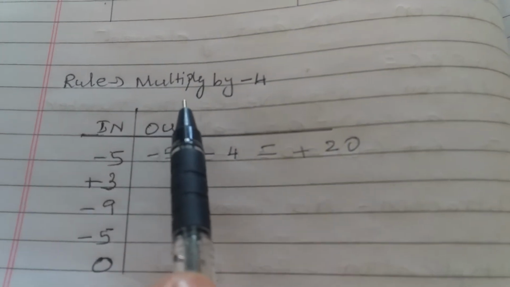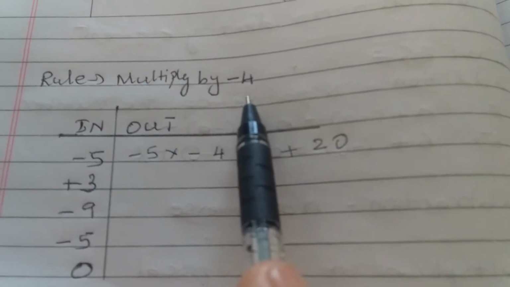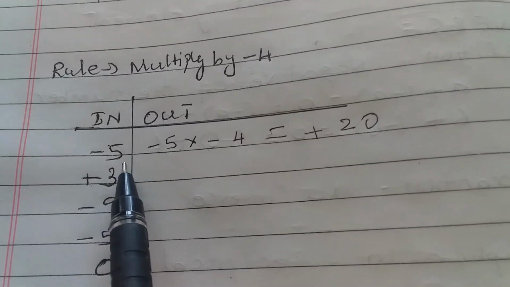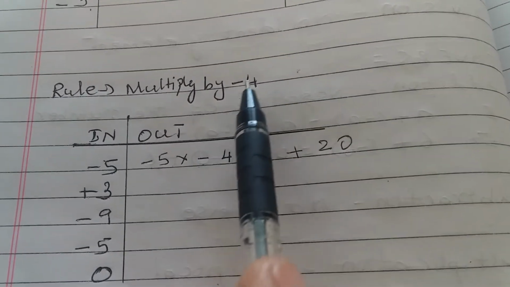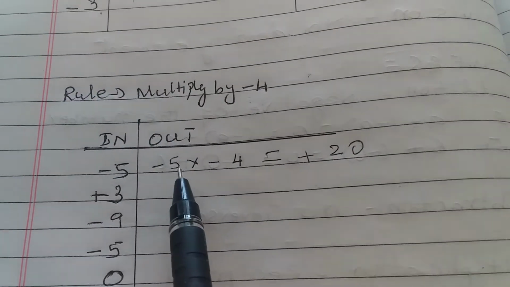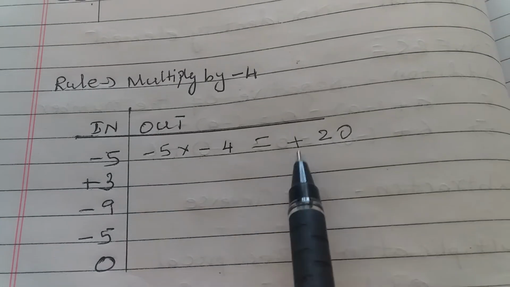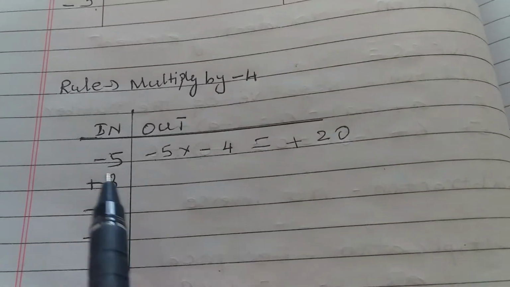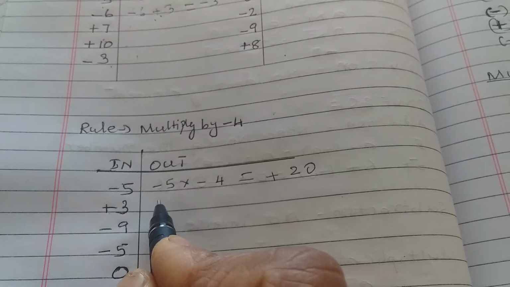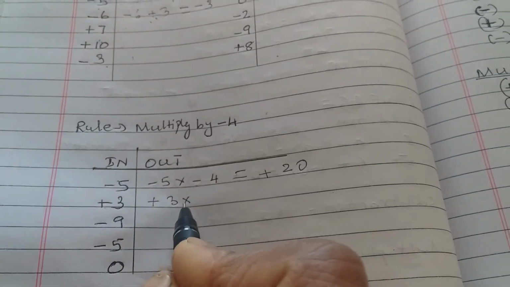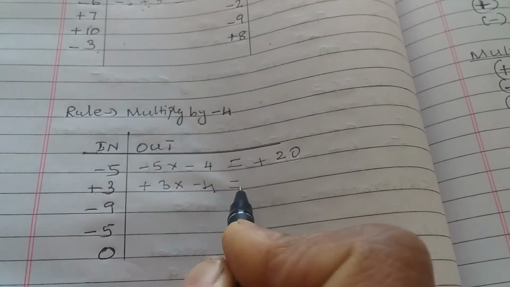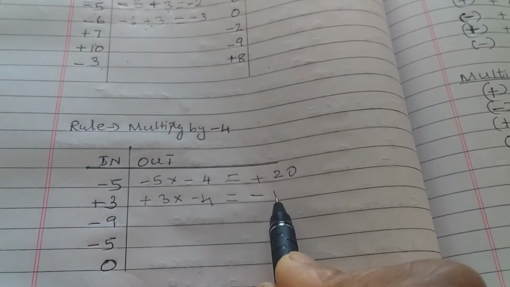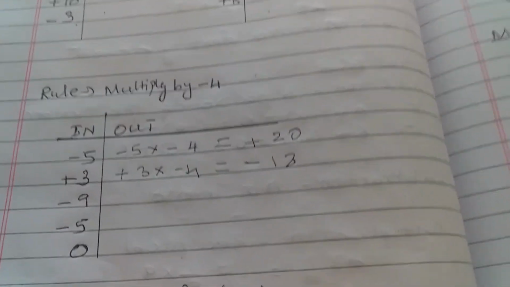Now rule 3. Next one is multiply by 4. The number in is minus 5. So it is minus 5 into minus 4. So first multiply the signs. Minus into minus is plus. 5 4s are 20. So next one you should write plus 3. You have been given plus 3 into minus 4. So different signs. Plus into minus, minus. 3 4s are 12. Like this you do the rest of the sums.